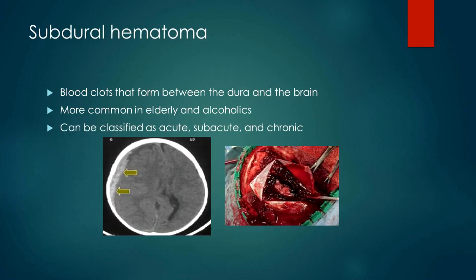Subdural, this is a blood clot that forms between the dura mater and the brain. This is most commonly in elderly or alcoholics. Can be classified as acute, subacute, and chronic. These are caused by movement of the brain relative to the skull and sudden acceleration-deceleration injuries causing tearing of the bridging veins located within the subdural space. You'll see this crescent-shaped hematoma that crosses suture lines, whereas epidural hematomas typically will not cross suture lines.